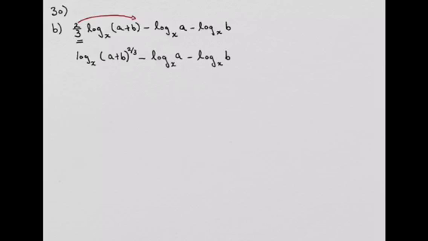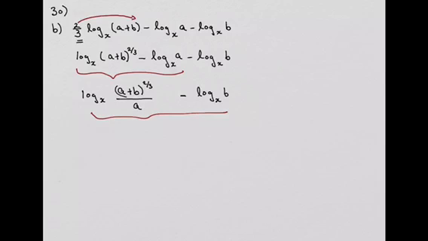And now working from left to right, we do have a subtraction, and using properties of logarithms, this here becomes the quotient. So here we have log base x of a plus b to the 2/3 power, all of that divided by a, and I'll rewrite my minus log base x of b. And then once again I have subtraction, so that becomes log base x of a plus b to the 2/3, everything over a, all of that divided by b.